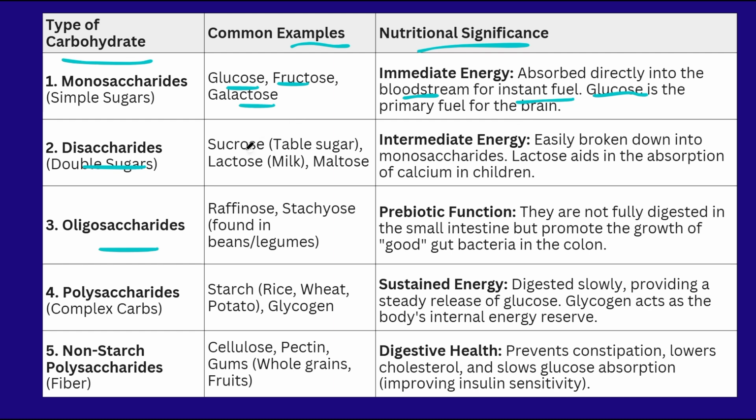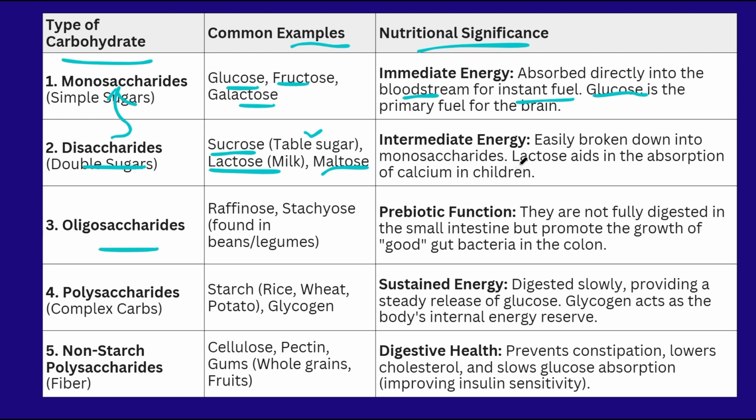Next, disaccharides include sucrose, called the table sugar. We have the normal sugar, that is sucrose. Lactose is a milk sugar. Maltose is mostly present in alcoholic beverages and all. Next, the importance is these disaccharides are broken down into monosaccharides, and in turn they will give the energy.